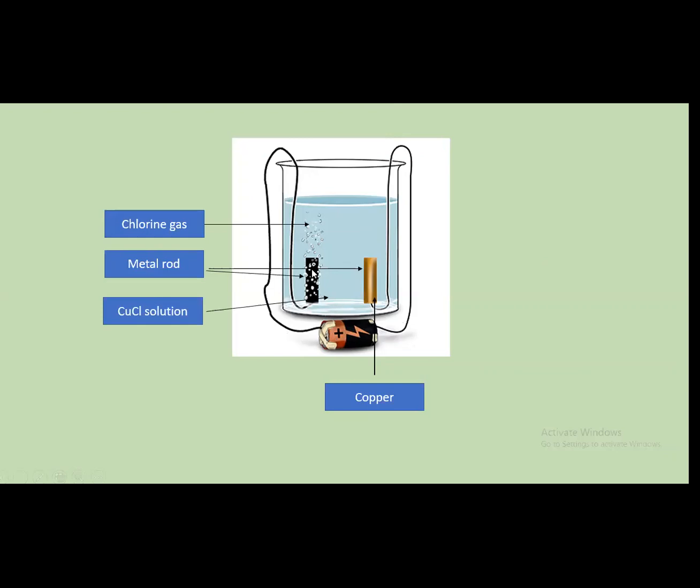If we look on this metal here, we see that there's little bubbles, and those bubbles are chlorine gas. If we look at the right-hand side, the metal is becoming like bronze or gold, and that is a sign of copper, okay? And then the blue solution is copper chloride solution.